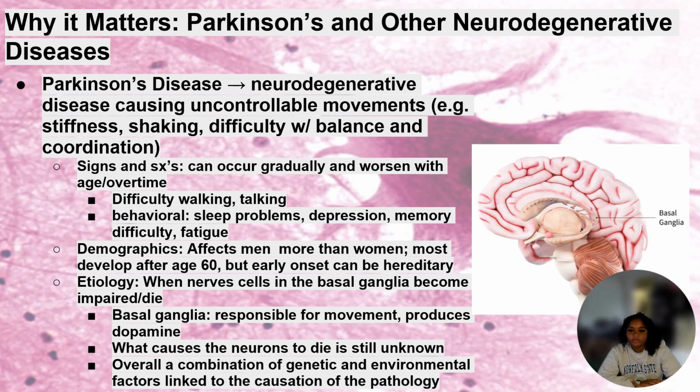So the etiology, although the source of why this happens is unknown, we know that when the nerve cells in the basal ganglia, which is pictured right here, this is your basal ganglia, degenerate, pretty much when those cells become impaired or die, that's what affects this, because the basal ganglia is responsible for movement and produces dopamine. So we said that one of the symptoms is uncontrollable movements, so damage to the basal ganglia could cause that. And what causes the neuron to die, again, is still unknown, but overall the combination of genetic and environmental factors are linked to a causation for this pathology.